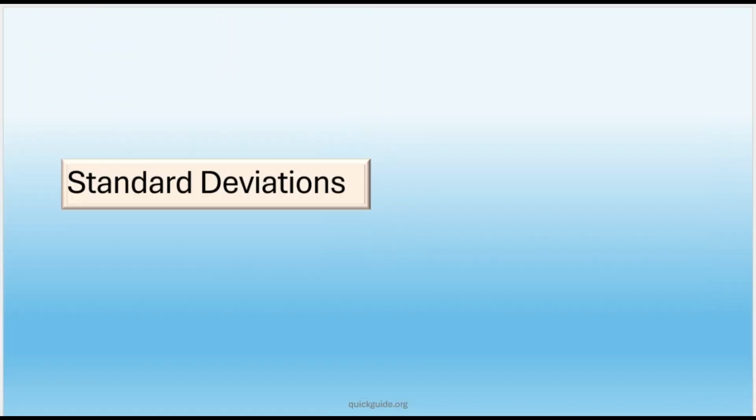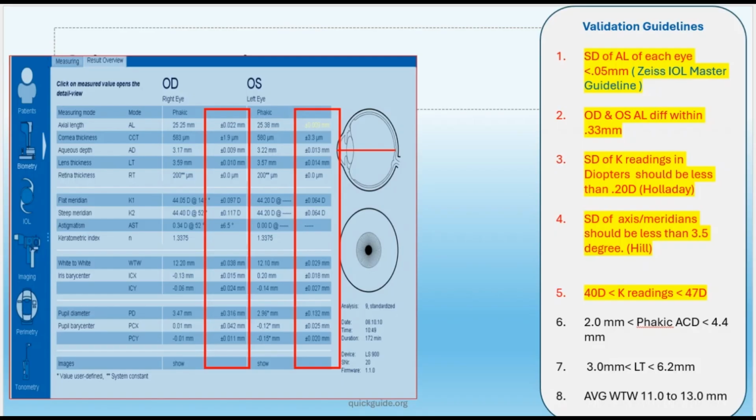Now, the other way of validating the measurements is the standard deviations, and all the machines will give you standard deviations. This is the line where it is giving you the standard deviation for the right eye, and this is where it is giving you for the left eye. This is from the Lenstar, and to activate this, you need to go into the settings for the Lenstar and see the standard deviations over here.